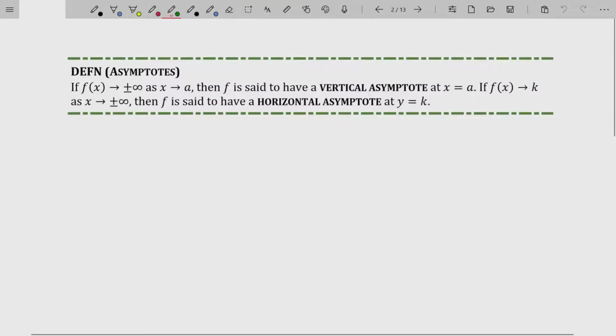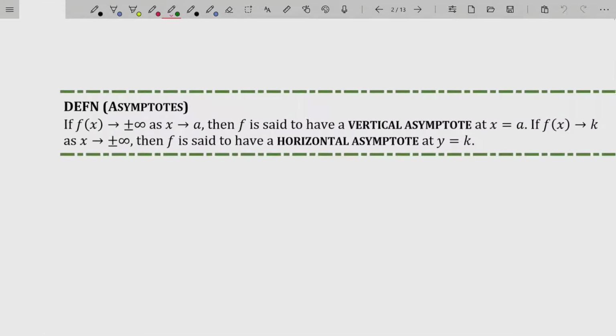The true definition of a vertical asymptote, at least the true non-calculus definition, is if your function, your rational function, or it doesn't actually have to be a rational function, but for our purposes, we'll say your rational function tends to plus or minus infinity, so the y values go to infinity or negative infinity as x gets really close to some constant a, then f is said to have a vertical asymptote at x equals a.